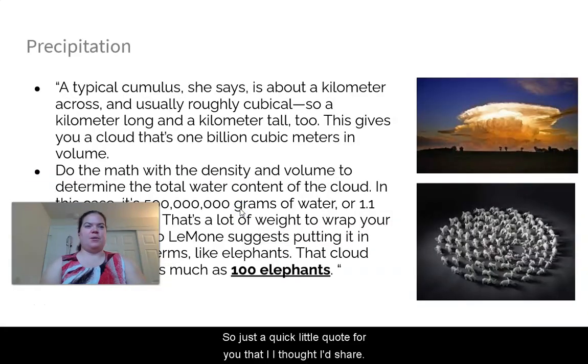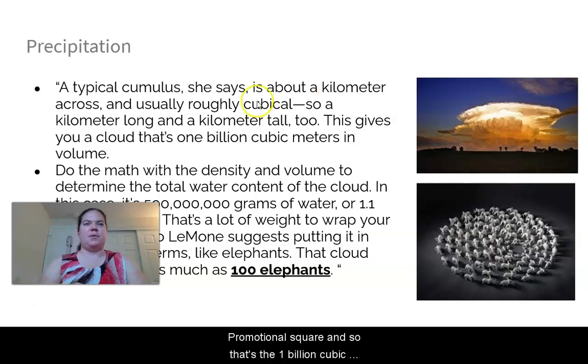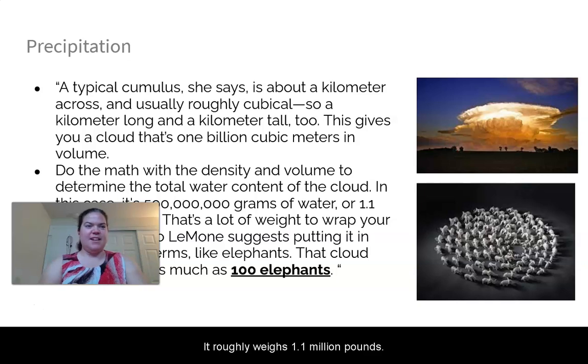So just a quick little quote for you that I thought I'd share. The typical cumulus cloud, I have a picture of a cumulonimbus here. If you assume it's a kilometer across, a kilometer long, and a kilometer tall, then we get a cube, right? Like a little three-dimensional square. And so that's 1 billion cubic meters in volume. And then if you do some math, it roughly weighs 1.1 million pounds.